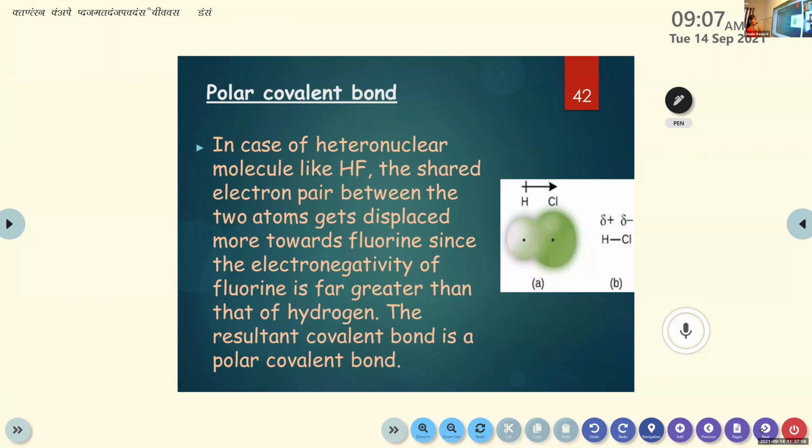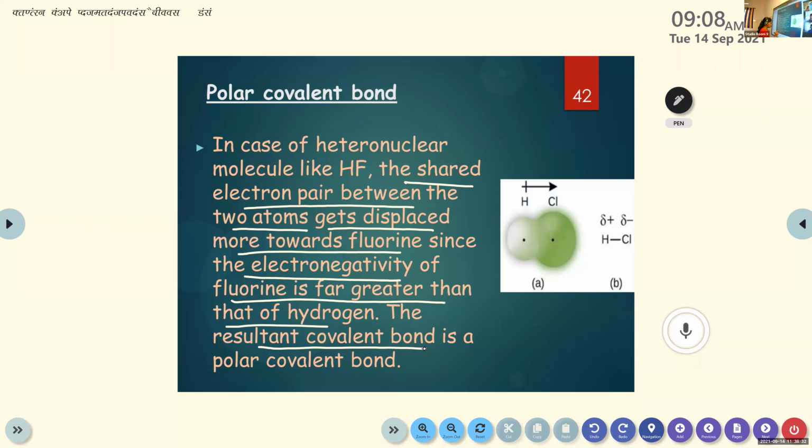Okay, that's about polar covalent bond. In a heteronuclear molecule like HF or HCl, the shared electron pair between the two atoms gets displaced more towards the most electronegative atom like chlorine, fluorine, bromine, iodine, etc., since the electronegativity of fluorine is far greater than that of hydrogen. So the resultant covalent bond is called a polar covalent bond. And I told you about partial positive and partial negative charge. This is the representation of partial negative charge, and this is the representation of partial positive charge.